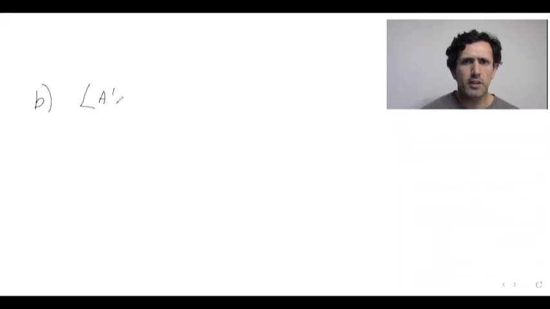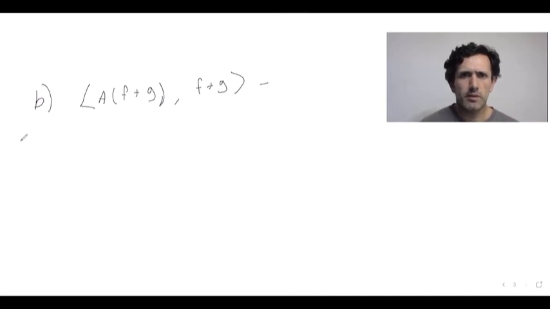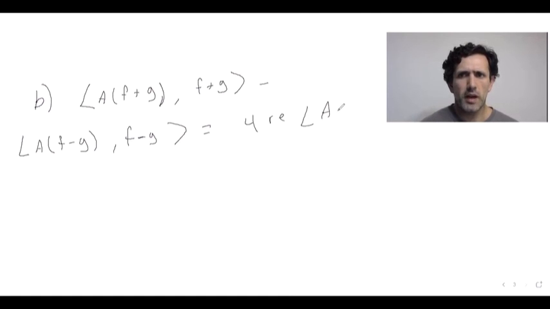For any f and g, A(f+g), f+g inner product, minus A(f−g), f−g, is equal to 4 times the real part of (Af, g).